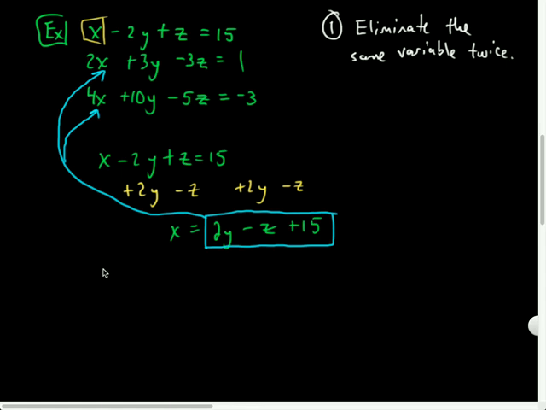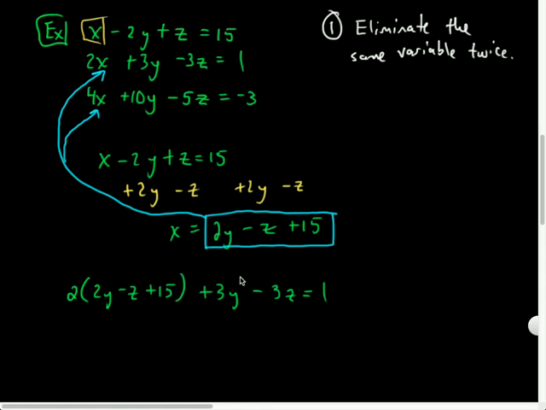So the first equation, if I plug in for x, I'll have 2 times, and instead of x, I'm going to write 2y minus z plus 15. So I've replaced this x entirely with this expression. And now notice, even though this is really ugly looking, there's only 2 variables in it. There's only y's and z's.